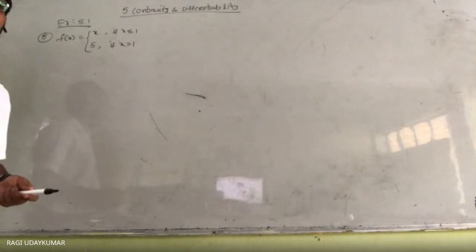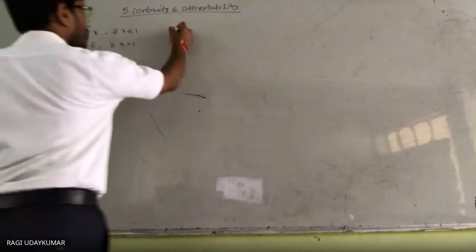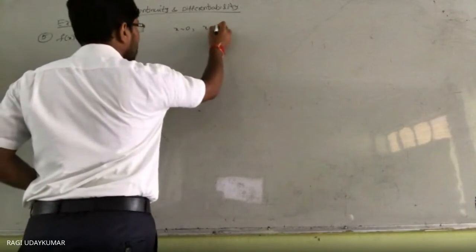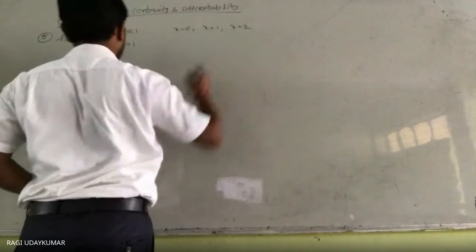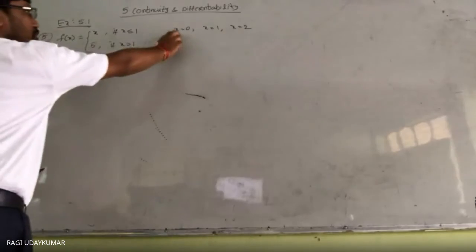You have to check the continuity of the function at x equals 0, at x equals 1, and at x equals 2. These three places you need to check. And you see here this is a split function at 1. At the place 1 it is a split function. At x equal to 0 we need to check.